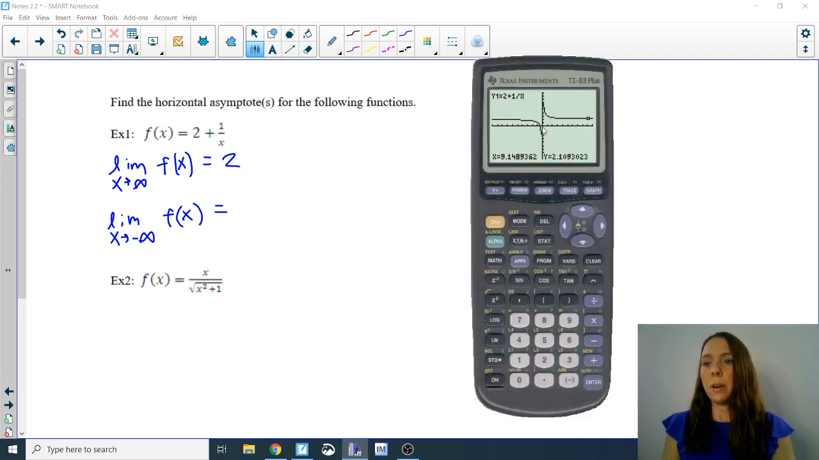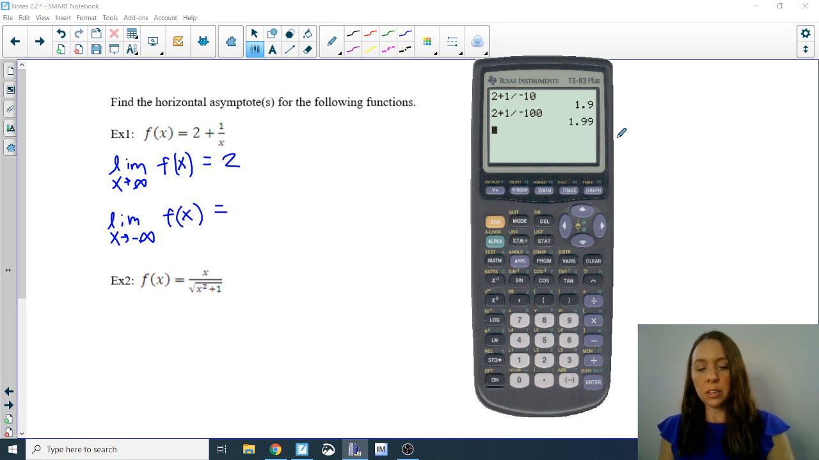Just because we already have this graph here, moving in the other direction would be modeling x going to negative infinity. And what I want you to notice is this is an example where you are ending up with the same answer. Take a look at your y coordinates as I move further and further to the left. Notice it's 1.9. If I would want to, just be super sure about that, I could say let's do 2 plus 1 over negative 10. 2 plus 1 over negative 100. And so on, and we can see that we're still tending toward 2.